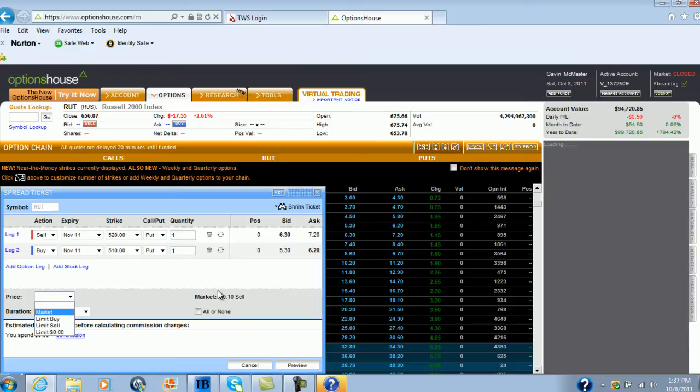As you can see here, 10 cents sell is the market price. You generally don't want to do that. That's why these numbers are in bold here. If you want your order executed straight away, these are the prices you would have to do.